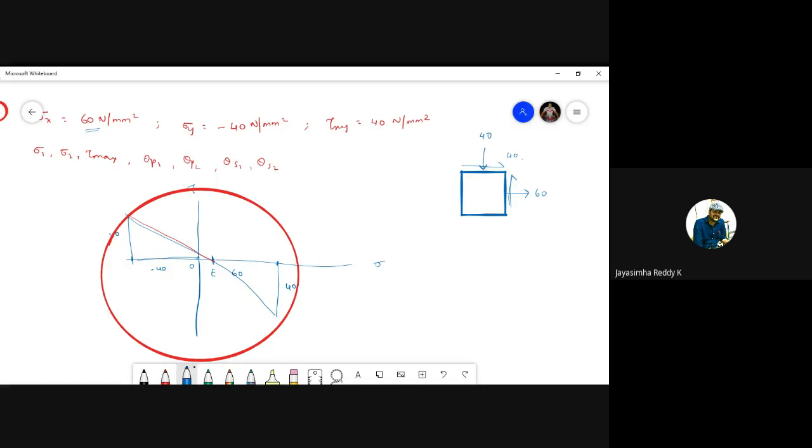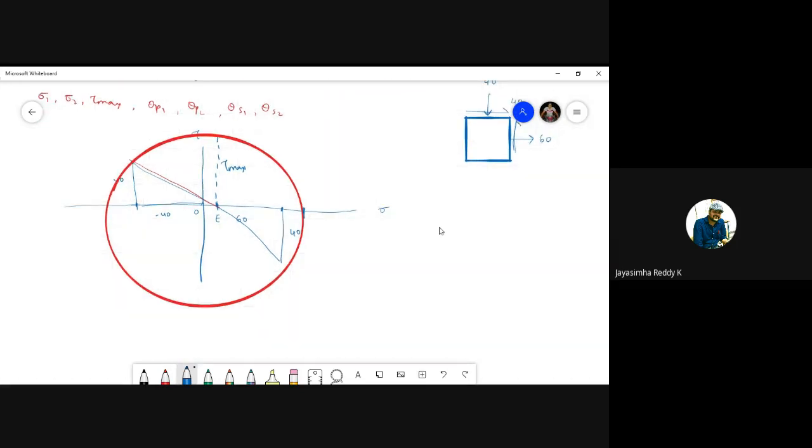After drawing the circle, it is very easy. After drawing the circle, you first have to mark a perpendicular, vertical radius line, and this vertical radius line is nothing but tau max. And these points from O are sigma 1 and sigma 2. So find out both the values, students, sigma 1 and sigma 2.